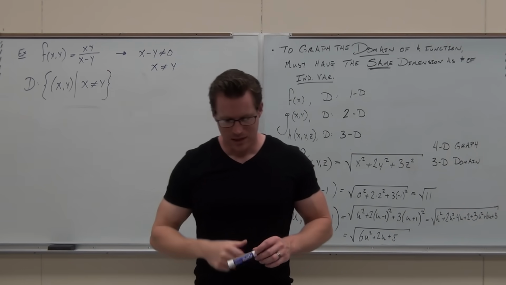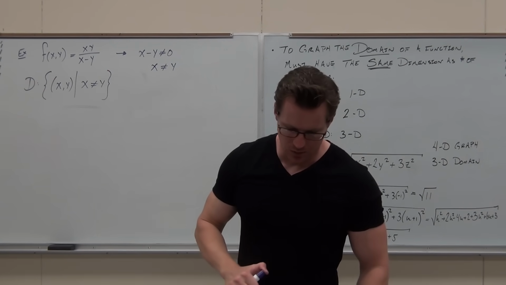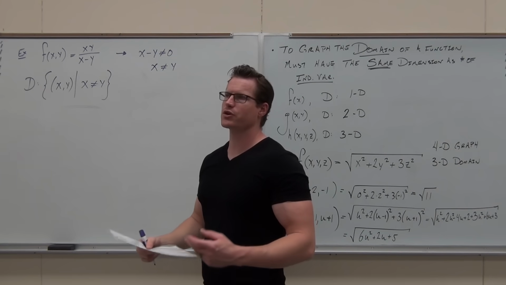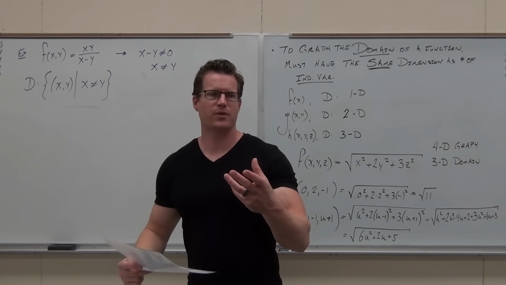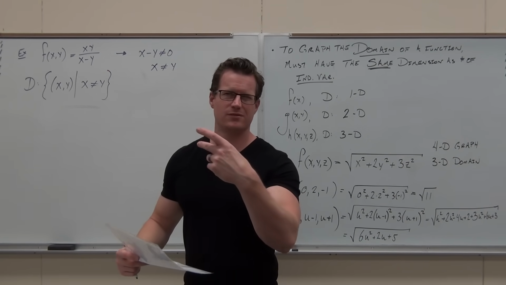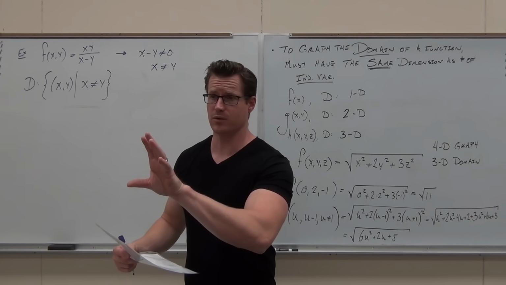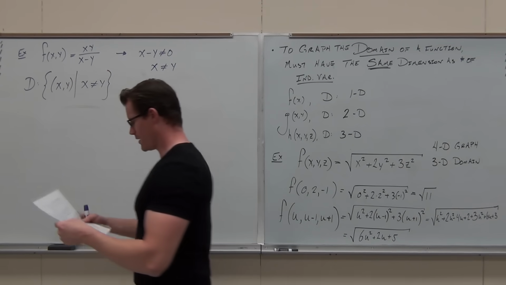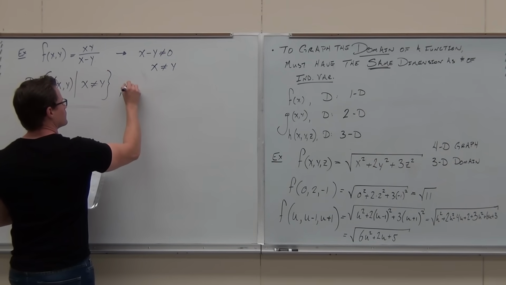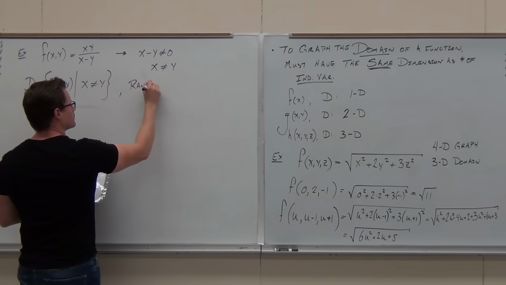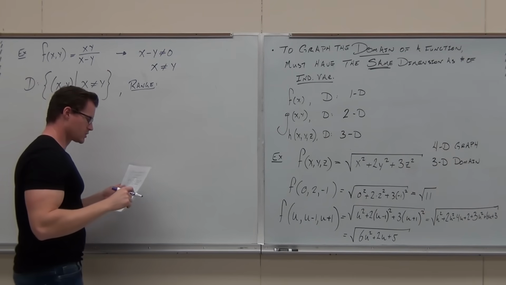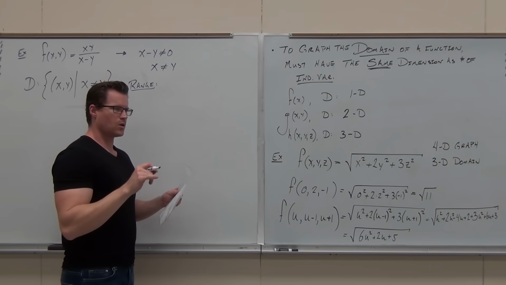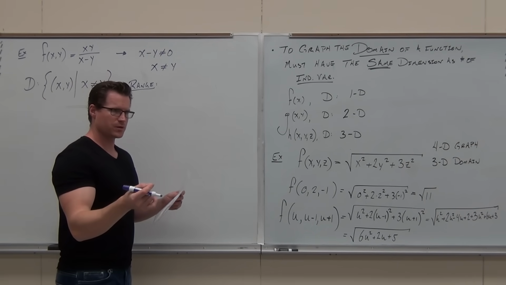Now, the range still works the exact same way as it always does, but you're going to call it the output. So if we have inputs x and y, what traditionally do we call the output variable? Z. Okay, so range works the same way. Range will be the output. Call it z.